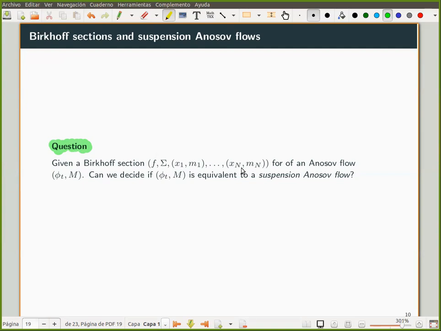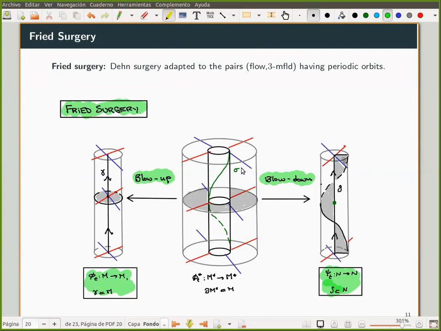But before finishing this first part, we want to introduce another technique that is very important in the construction of Anosov flows in three-dimensional manifolds. It is called the Fried surgery. Well, so what's Fried surgery?